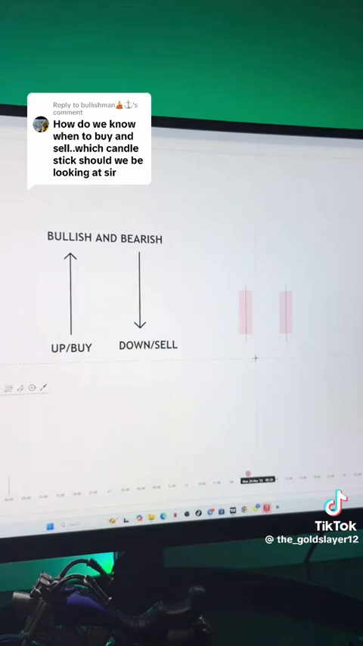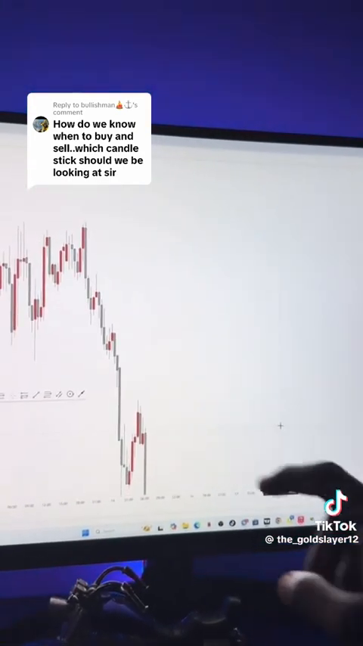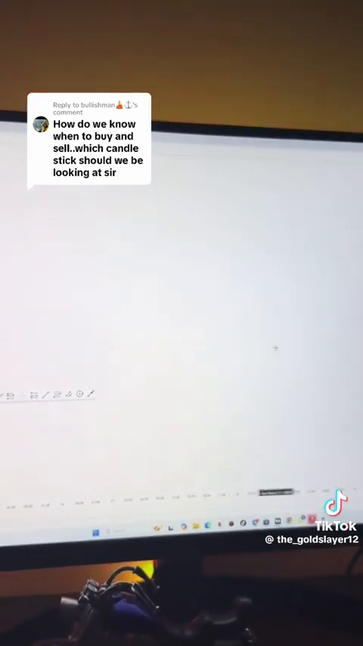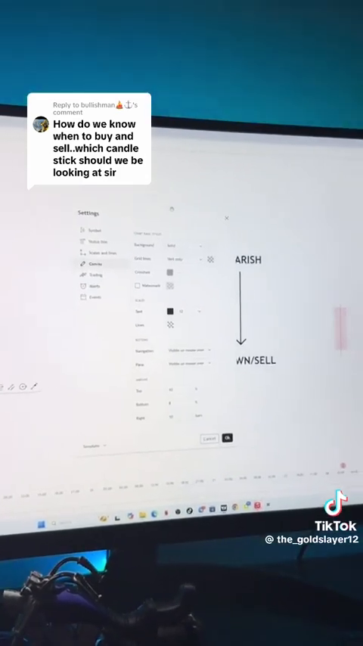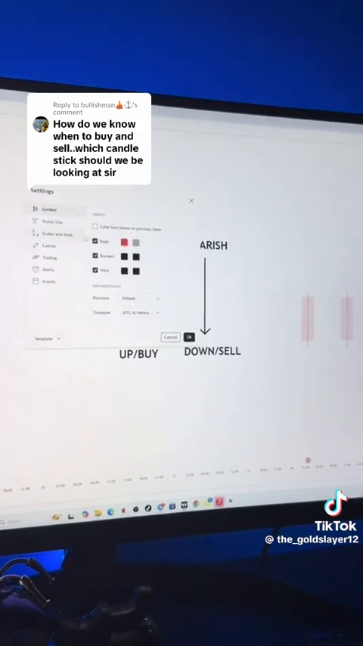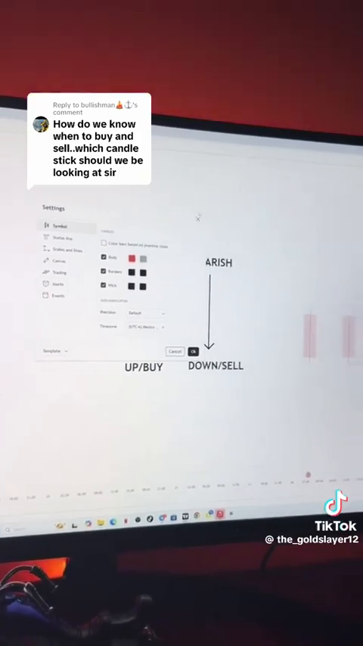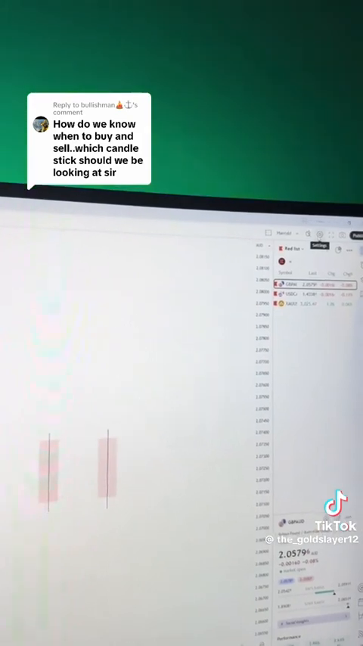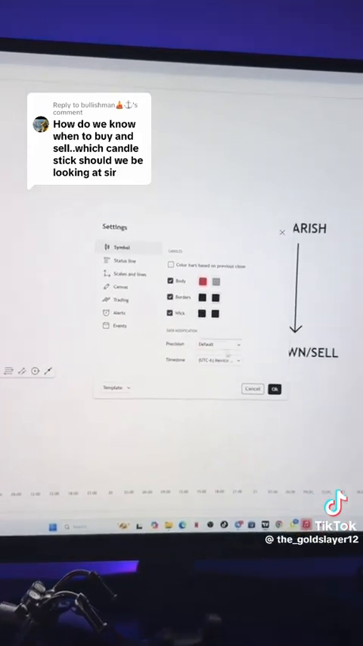It's just two colors by default. I personally changed my colors, as you can see. I changed them to bullish being red, bearish being gray. You can customize it to anything else you want. When you come to the settings, at the upper corner of the screen over here, you click on settings, then you go to symbol. These are the colors, so you can customize them to anything you want.